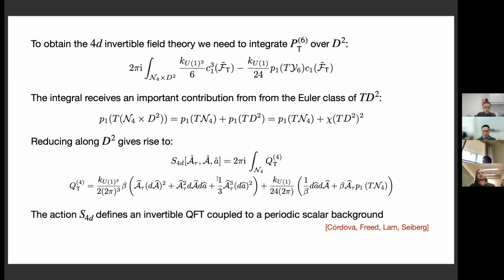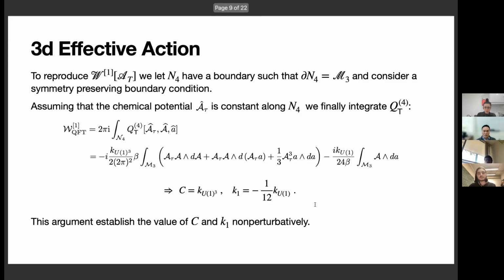And in fact, the study of this kind of invertible theory with a periodic scalar has been very studied recently, starting with this work here. Okay, so then the last step is to find the anomalous variation that we were after. And in order to do that, we have to assume that the N4 can also have a boundary, or more precisely, we assume that N4 is the bulk extension to the 3-manifold that we begin with.